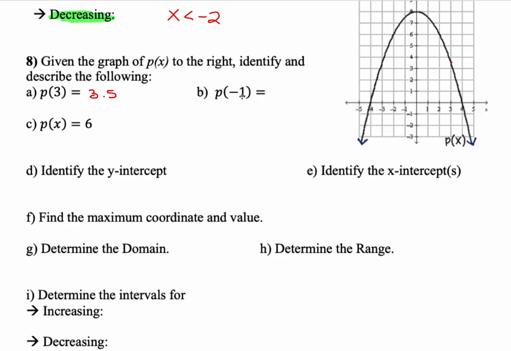P of -1 is the next question. So again, p of x, p of -1, x is -1. So we go to the x value of -1 and go to the function, which is going up. And we want that coordinate, -1, comma, about 7.5. So we already have the -1. We need to write out the 7.5.